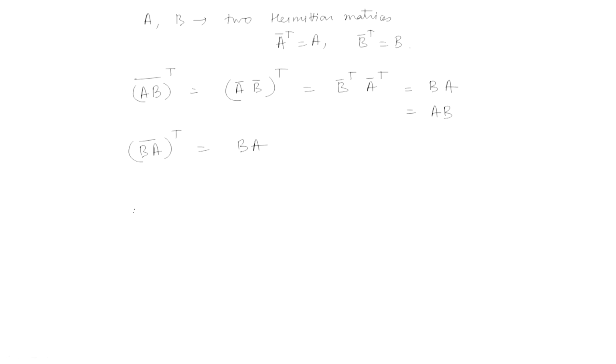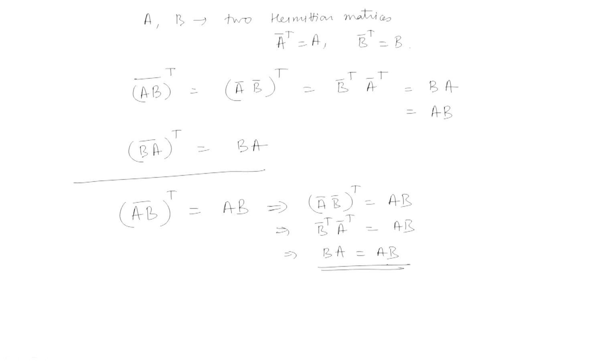Now the converse part. Now, let us suppose this is Hermitian, that is, this is equal to this, and we have to show that AB equals BA. Okay, the second part. So, to show this part, this implies (A bar B bar) whole transpose is equal to AB, and this implies B bar transpose A bar transpose is equal to AB, and B bar transpose is B and this is A. So, it is equal to AB.